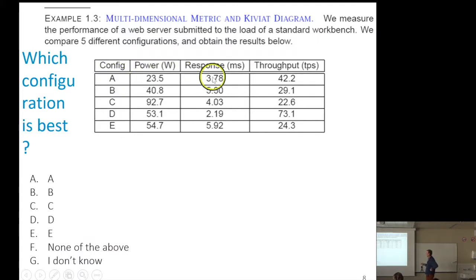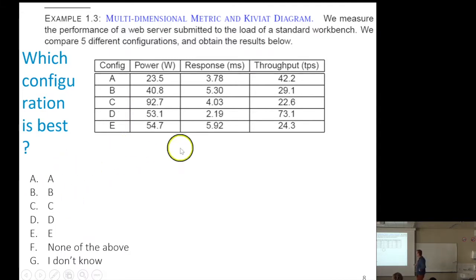Here I have a cheap thing that is energy conscious, but probably runs the processor very economically. Here I have more throughput, so it depends what I want to optimize. So I cannot say that A or D is better. However, there are things I can say.